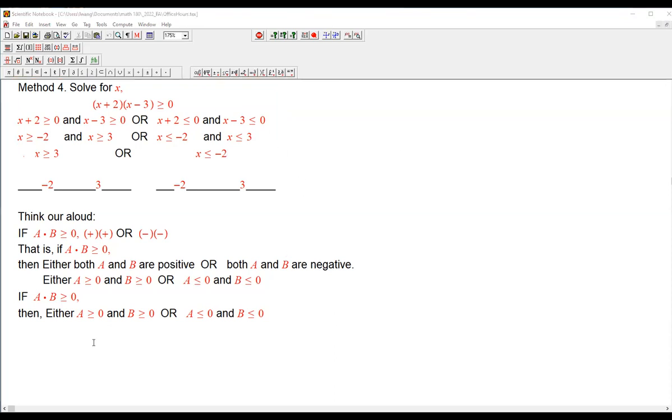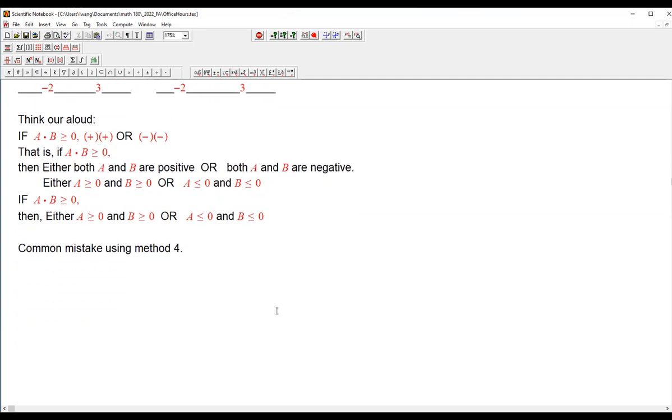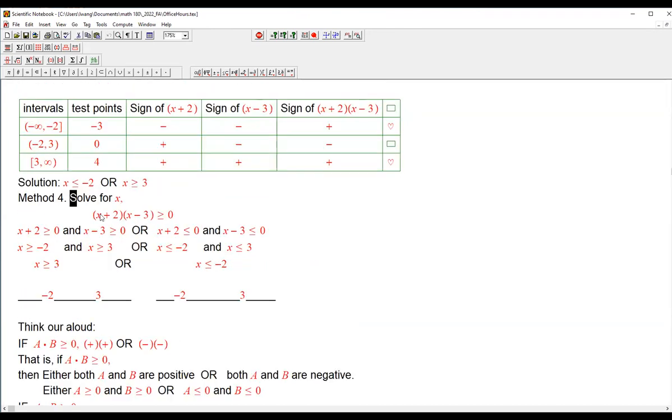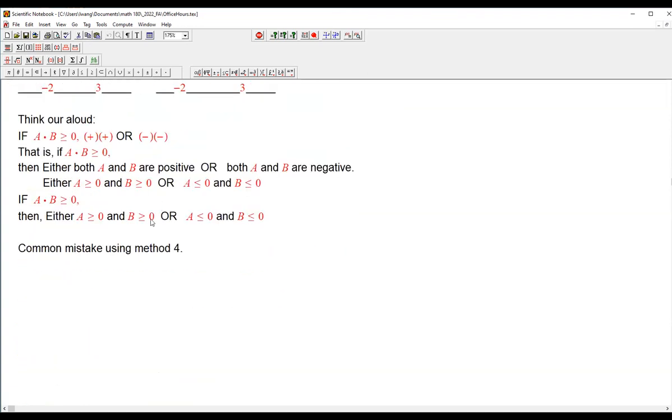Okay, so if you understand what we did here, a common mistake using method number 4: oftentimes I see people only show this part. And sometimes the "and" is missing. If "and" is missing, that is a fatal flaw. If we don't know whether it is "or" or "and", of course we know if you have an "or" there, that's a mistake.